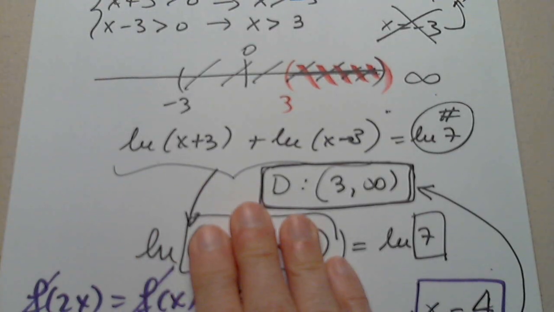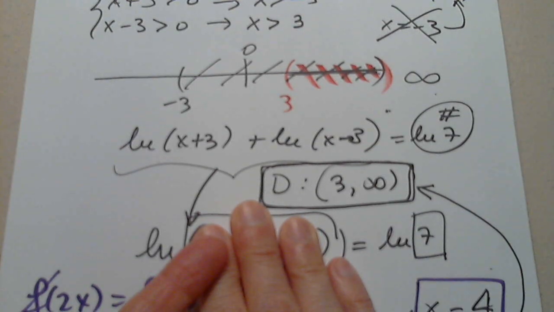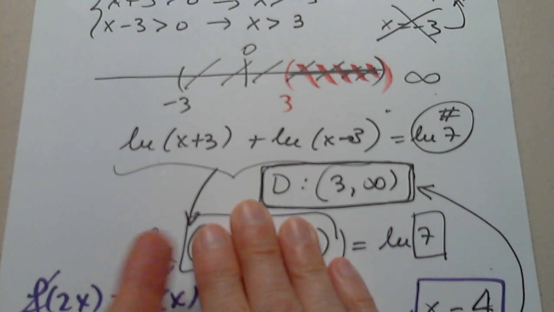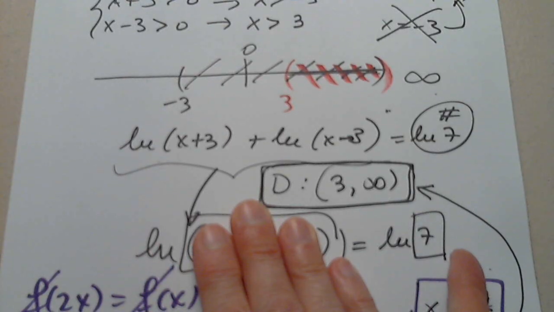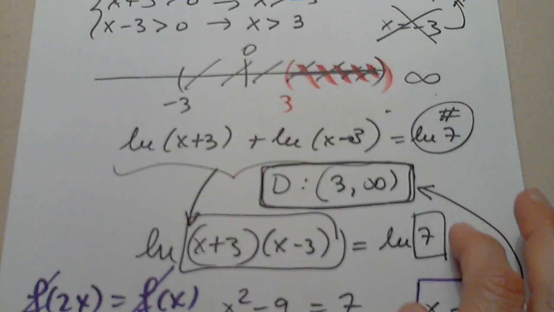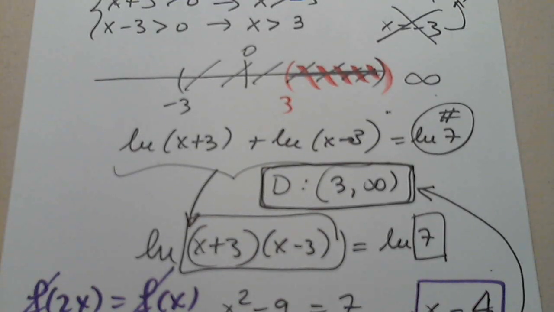Natural log, this cannot be 29 and this is 7. This cannot be 500 and this is 7. They will not be the same. Only natural log of 7 equals natural log of 7. So therefore this quantity has to equal this quantity, because the function is one-to-one.